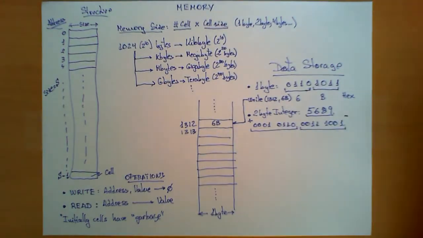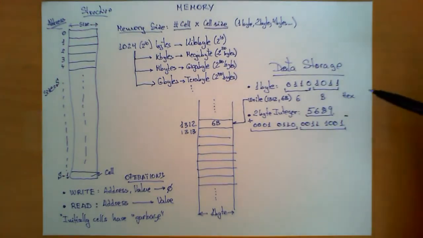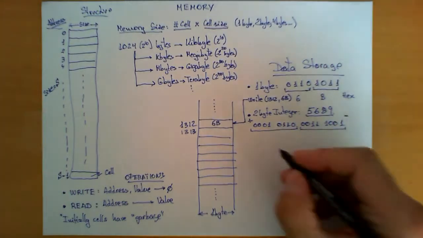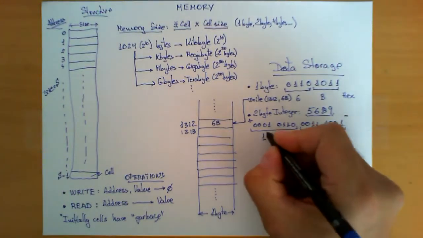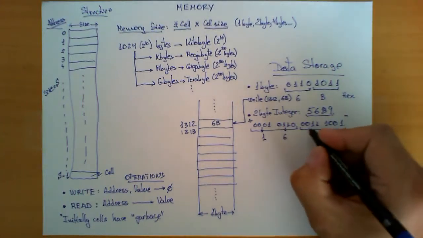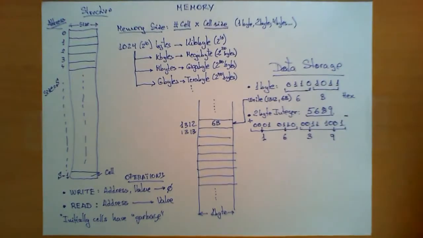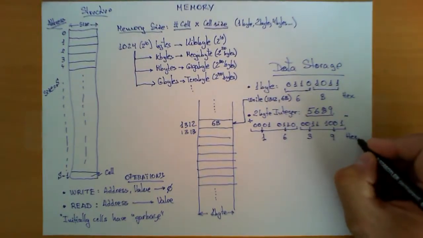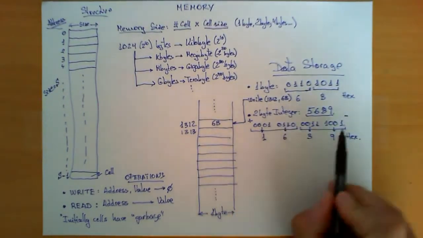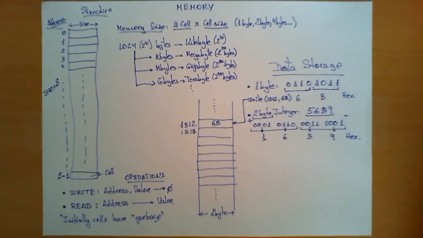If we apply the same trick as we did before and we manage the hexadecimal encoding, then you'll see that this corresponds with the value 1 for these 4 bits, 6 for these 4 bits over here, 3, and 9. And again, this is the hexadecimal. Now, how do we store this integer in memory, bearing in mind that this integer needs 2 bytes?